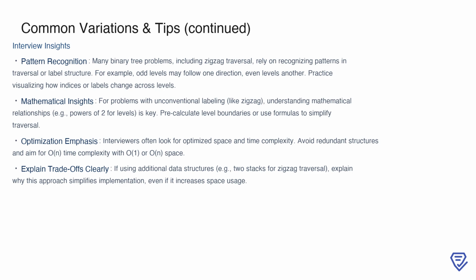Interviewers also tend to emphasize optimization, so it's important to aim for solutions with O(n) time complexity and minimal space usage. Avoid redundant structures whenever possible. Additionally, if you choose to use extra data structures, like 2 stacks, be sure to clearly explain the trade-offs involved. For instance, you might prioritize simplicity in implementation even if it increases space usage slightly. Being able to articulate these trade-offs demonstrates a strong understanding of both the problem and your solution.